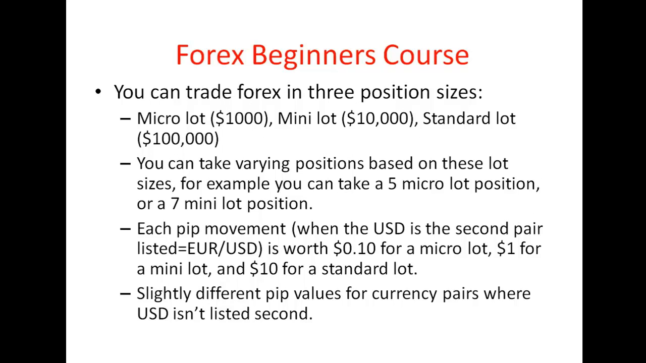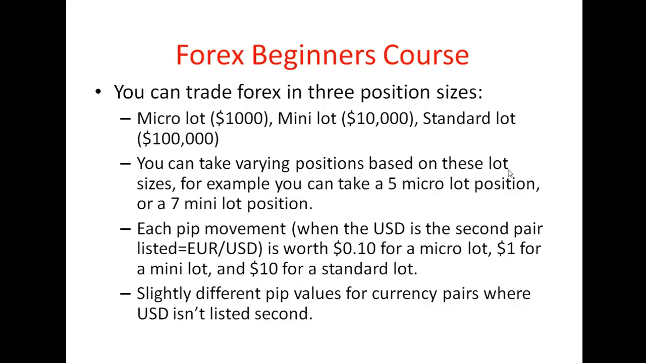We trade Forex in 3 position sizes. Micro lots, which are equivalent to about $1,000, mini lots, which are equivalent to $10,000, and standard lots, which are $100,000. So you can take varying position sizes based on these lot sizes. For example, you can take 5 micro lots, which would be $5,000. You could take 7 mini lots, which would be $70,000. You could take 3 standard lots, which would be $300,000. We can take any position size we want as long as they are in increments of these values.